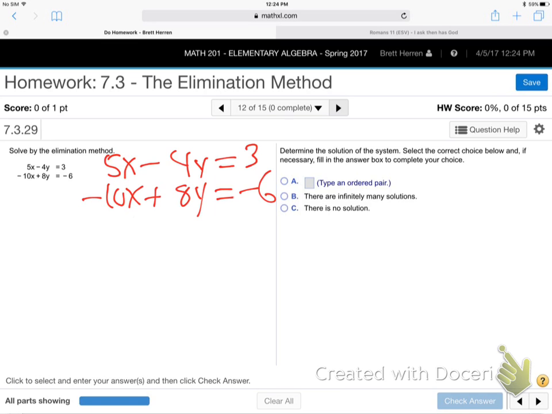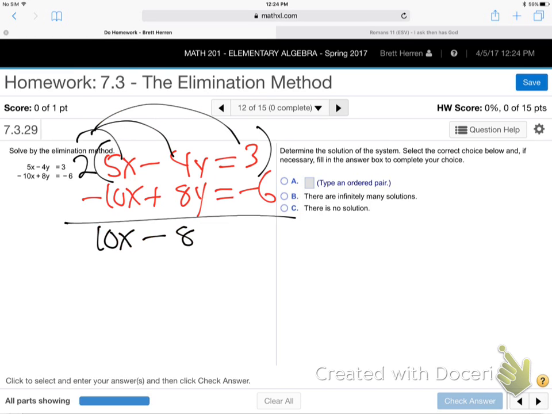All right, you ready? So we're going to make the x's opposite. So take the top one and multiply by 2, right? I don't need any minuses because they already are opposite signs. Positive on the 5, negative on the 10. They're already opposite signs. 10x minus 8y is 6. The bottom equation, no change.